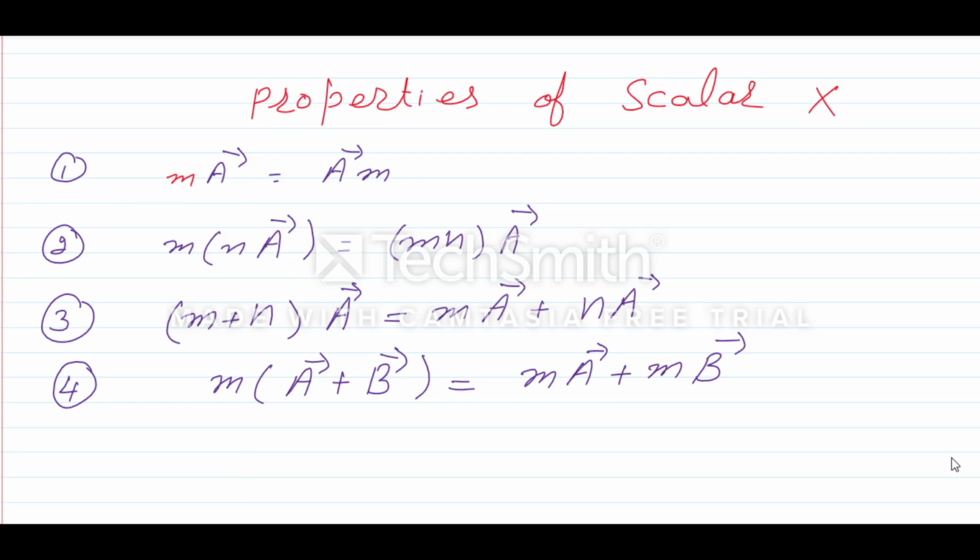Students, here are some properties of vectors with respect to scalar multiplication. You can easily understand these properties. I will appreciate you if you will write name of these properties in comment box. You can easily prove these and previous properties with analytical method.